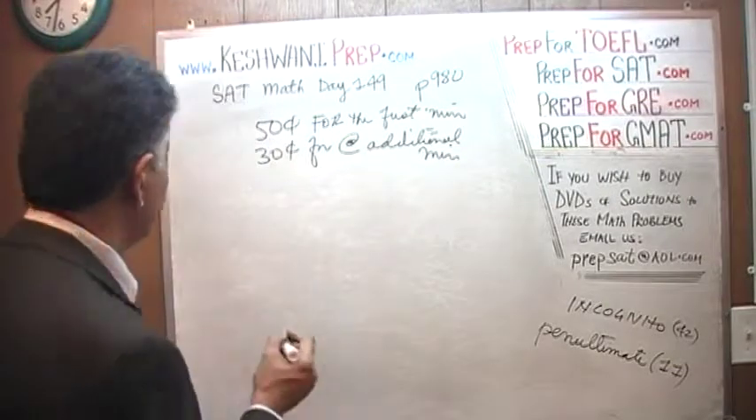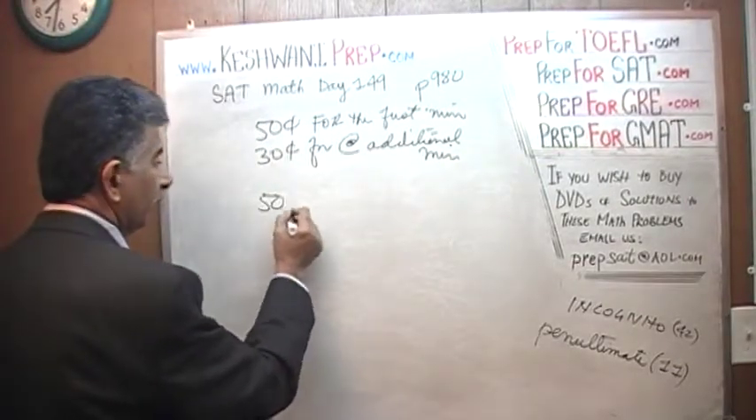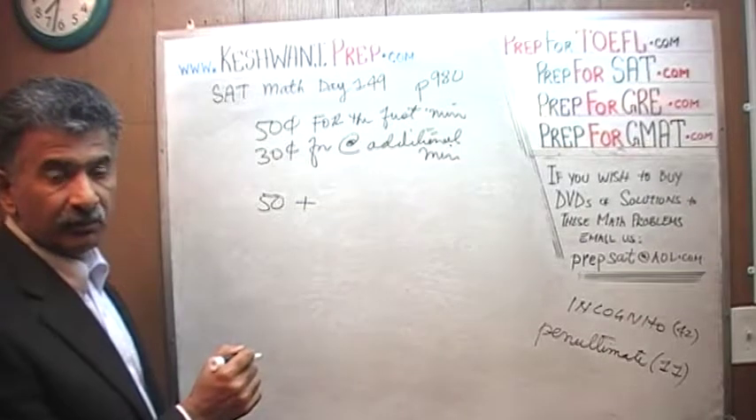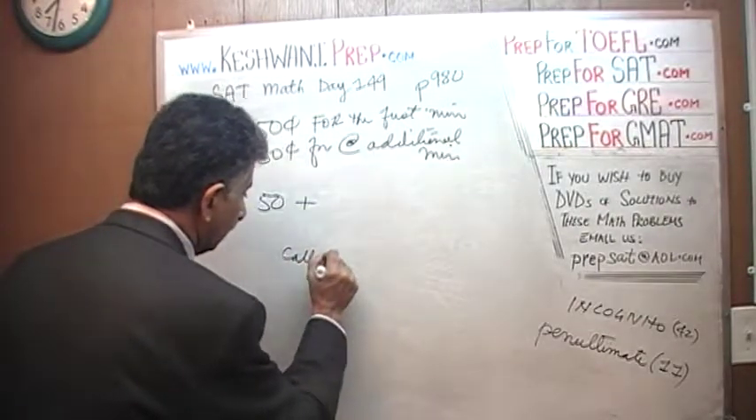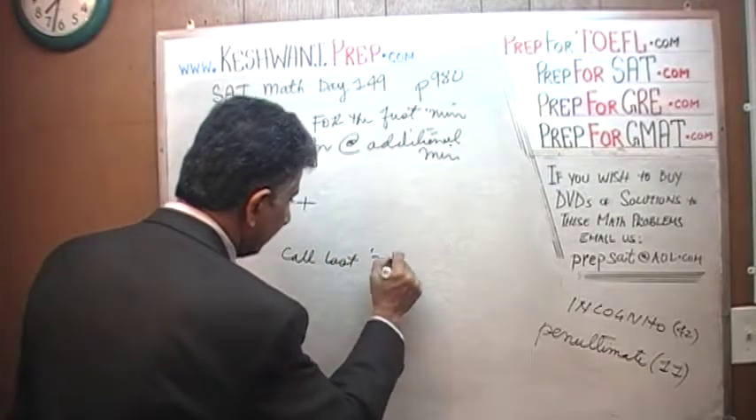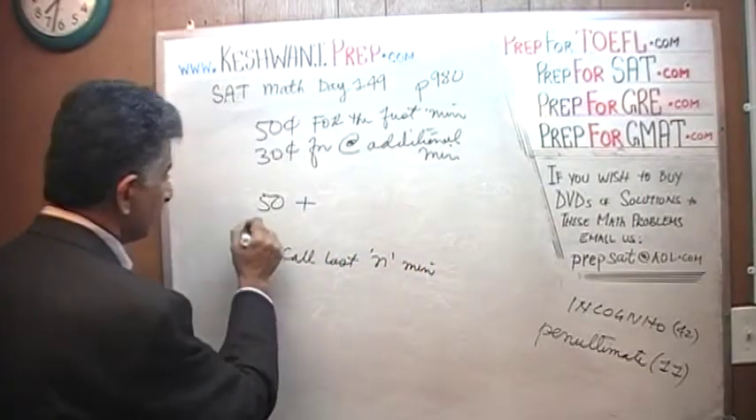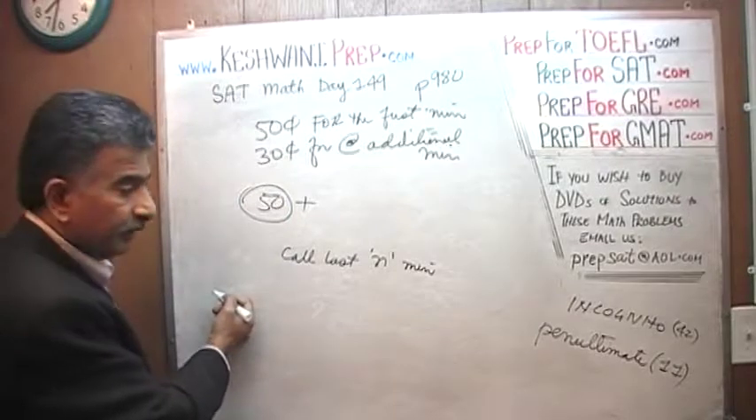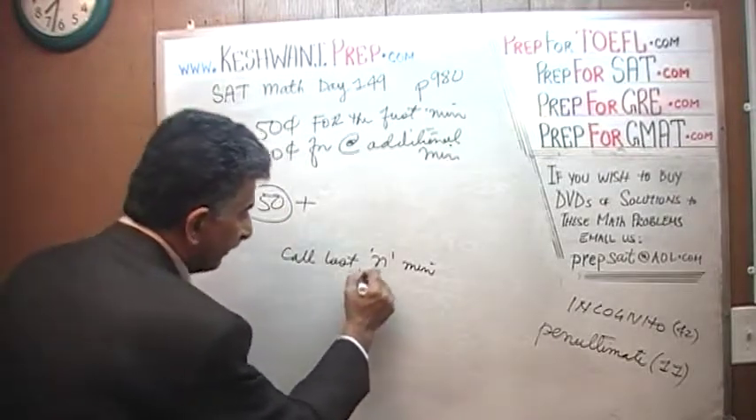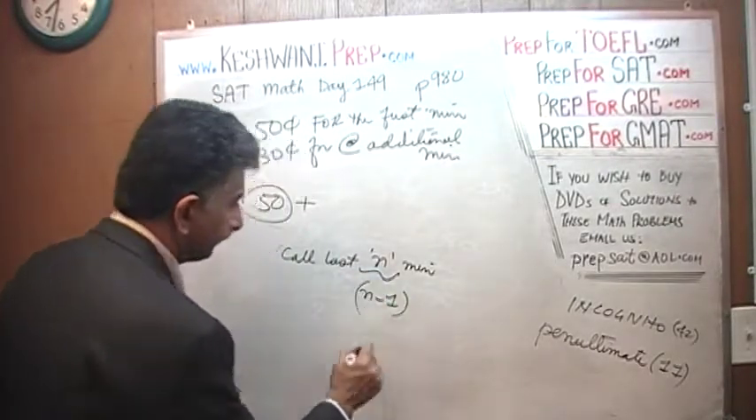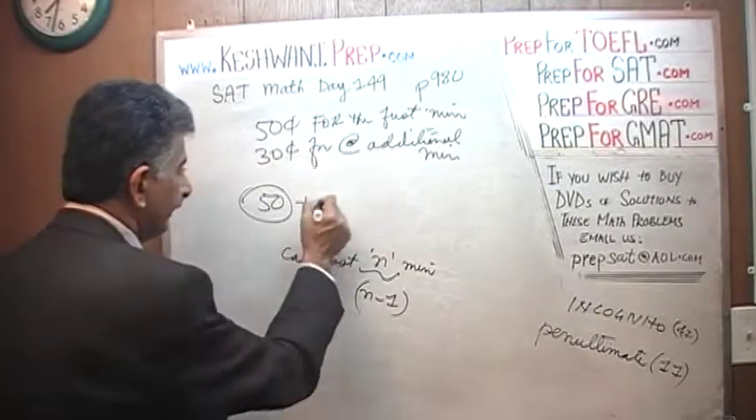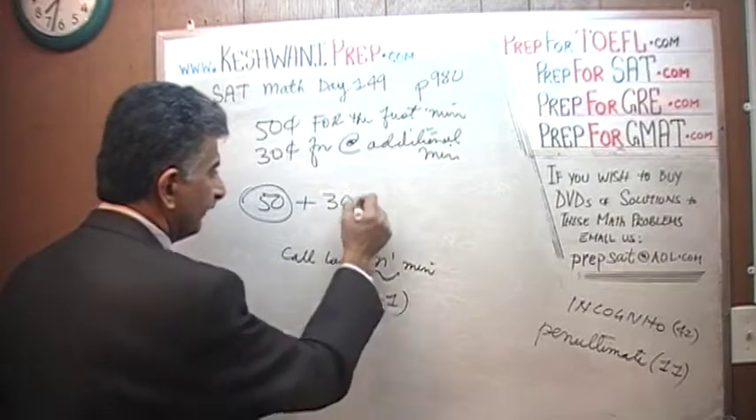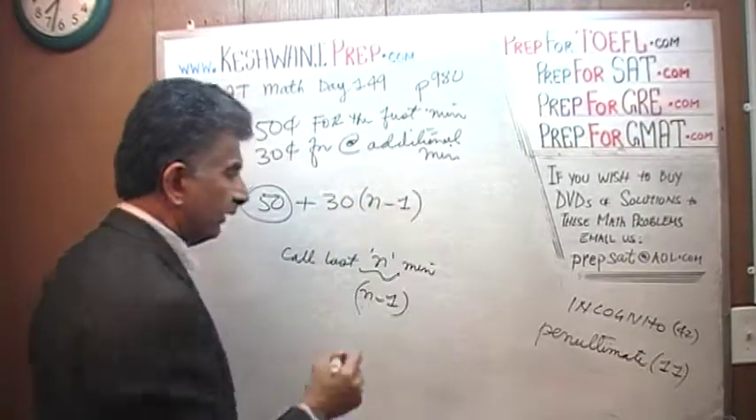So for the first minute we're going to pay 50 cents. And then once we have talked for the first minute, the call lasts n minutes, of which we already spoke the first minute. If you already spoke the first minute, the remaining part is going to be n minus 1. However long the call was, the first minute we pay 50 cents, and after that we pay 30 cents for the remaining n minus 1 minutes.